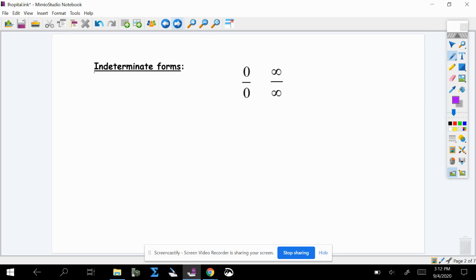Same with infinity over infinity. On one hand, you'd think, well, it's infinity on top, so it's getting really big, but you also have infinity on the bottom, so it's getting really small. But you have 2 infinities, so when I divide them, should I get 1? So that's what L'Hôpital helps us deal with. If you have one of these forms, it gives you a fallback plan.